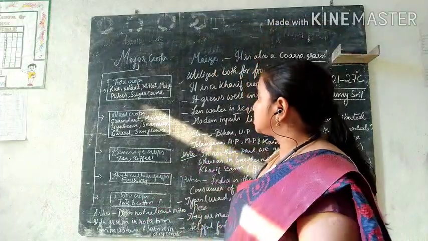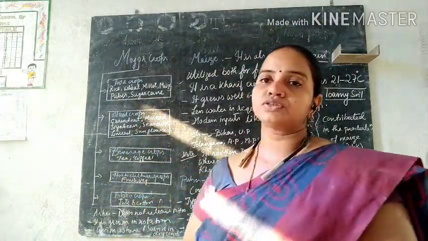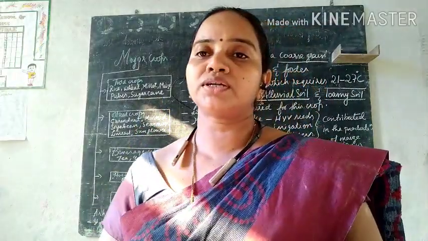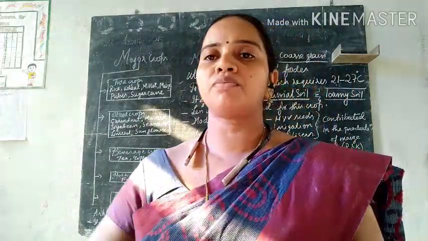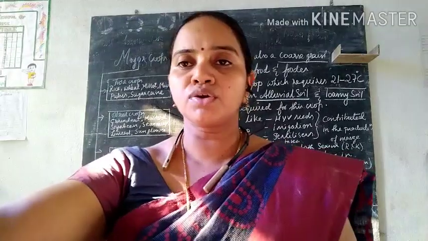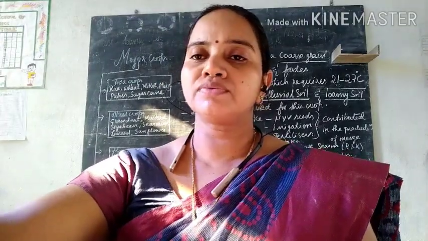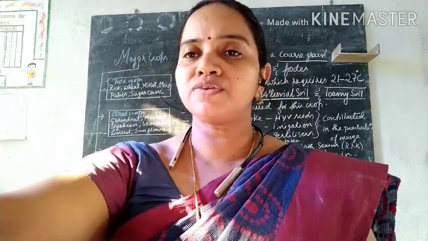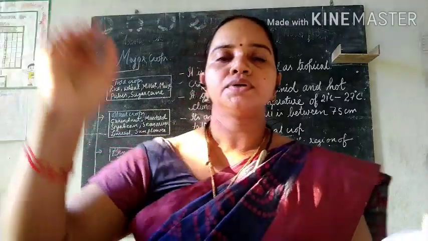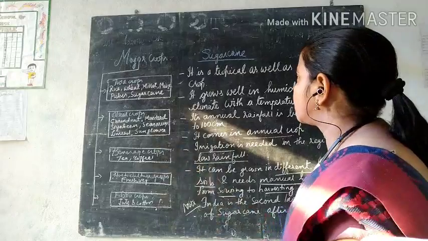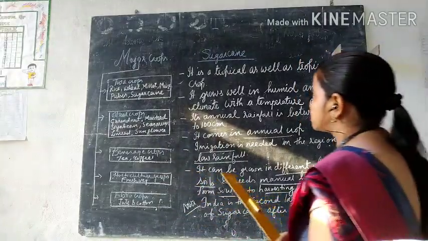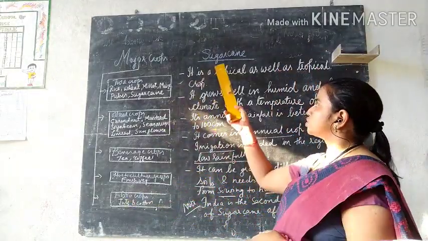So the last crop which has been left out is sugarcane, which we know is one of the plantation crops as well as a commercial crop. Okay, so throughout the year we grow sugarcane, and we'll see what the main features of this crop are. So the next important crop is also known as a commercial crop, which is sugarcane.